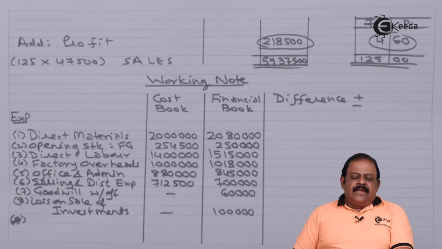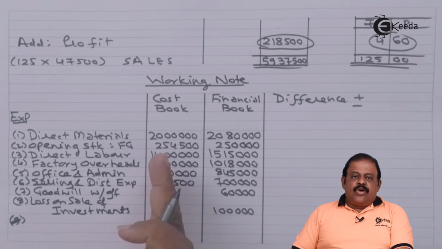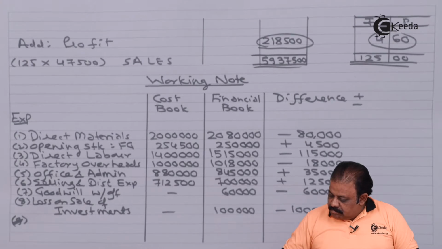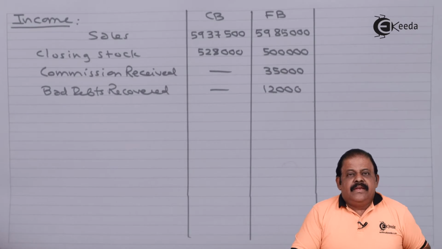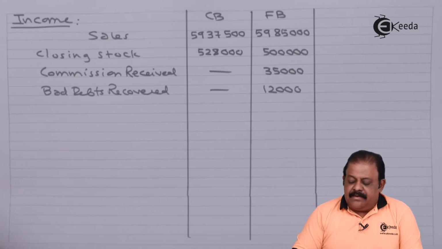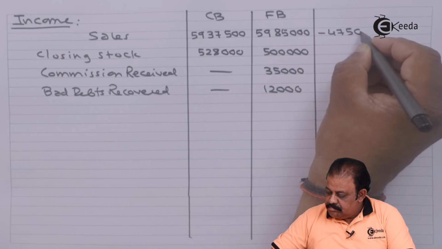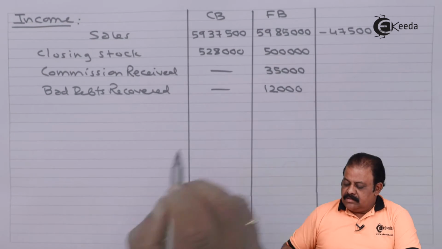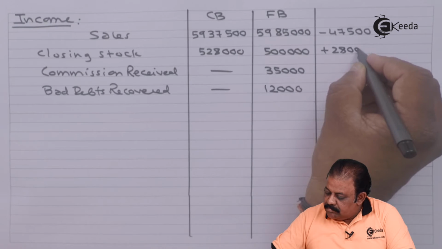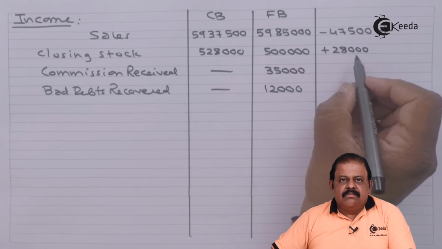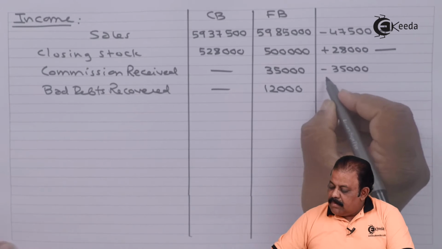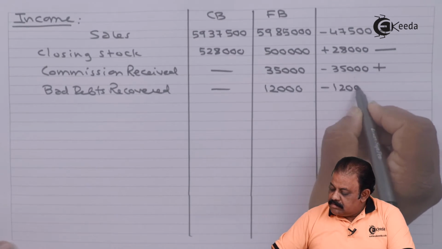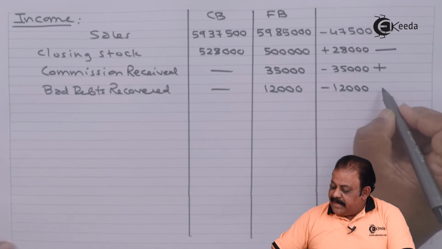We have recorded all the items of difference from the first amount column. Now we'll deduct the values of the second amount column. Continue. In case of income, we are required to reverse the sign. It is minus 47,500, but we'll take plus. It is plus 28,000, but we'll take minus. Minus 35,000, but we'll take plus. Minus 12,000, but we'll take plus.